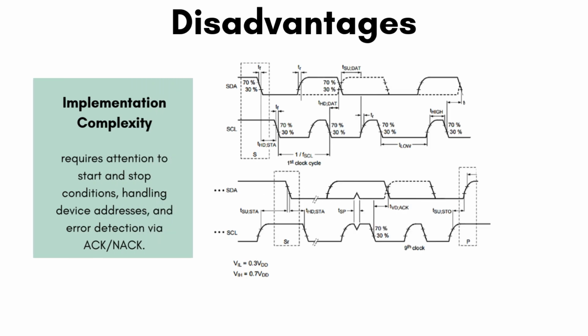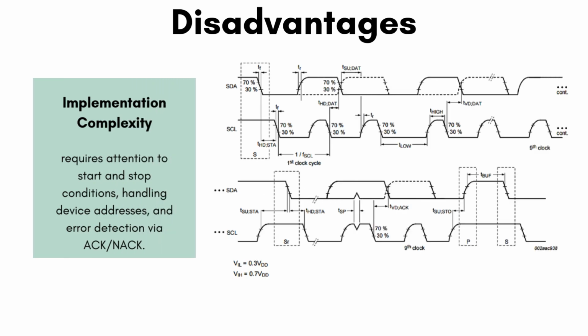The last disadvantage of I2C is implementation complexity. Setting up I2C can be tricky because it needs careful attention to start and stop conditions and error handling. For the breadboard setup, there is an Arduino board that acts as the main controller, a display module that shows the output, and wires and resistors that connect the various components on the breadboard.